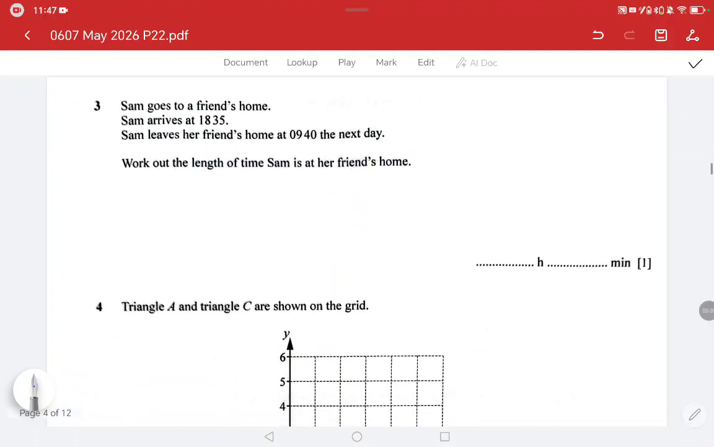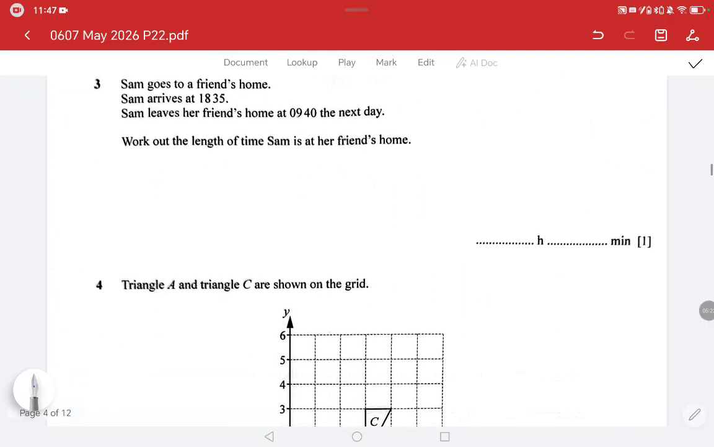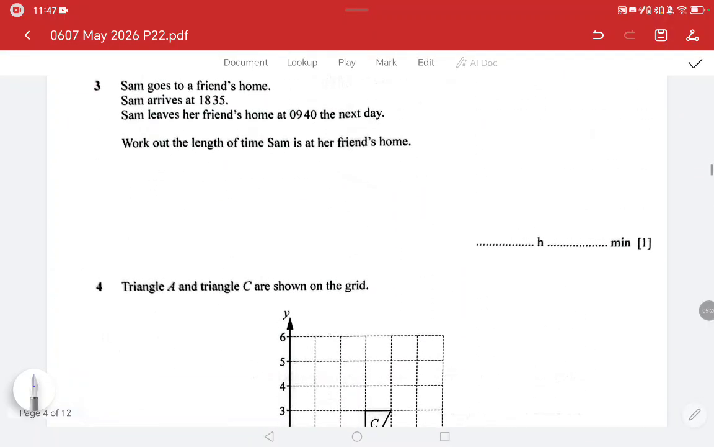Next one. Sam goes to a friend's home. Sam arrives at 18:35. Sam leaves her friend's home at 9:40 the next day. Work out the length of time Sam is at her friend's home.